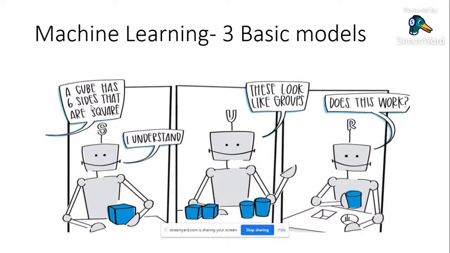So when I pass a new object to the machine, it is going to recognize it as a cube if it has six sides and all six sides are squares. That is supervised learning. Here I am educating the machine with labeled data with which it can recognize any future data that is fed as an input to the machine.